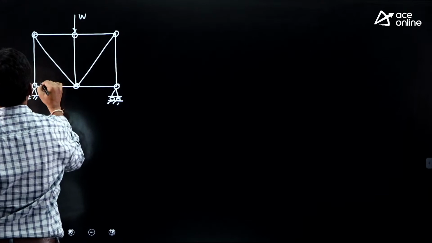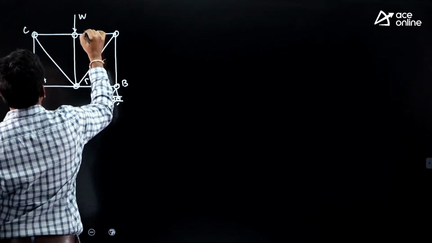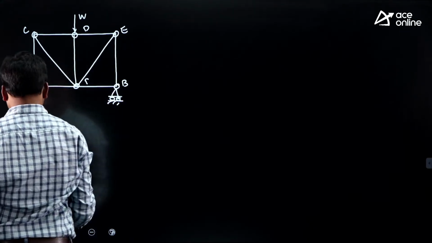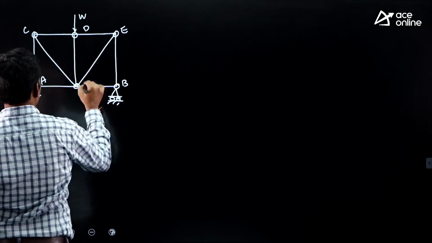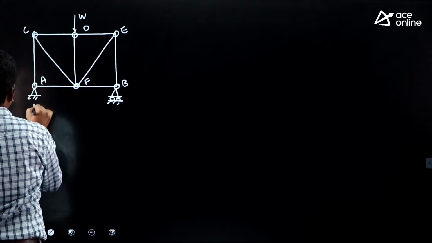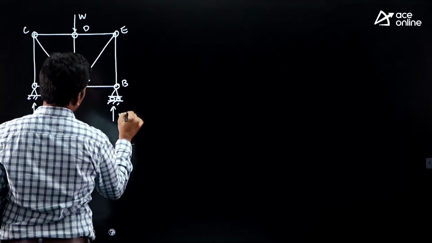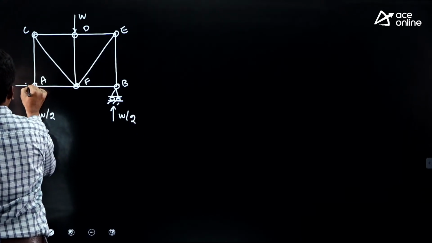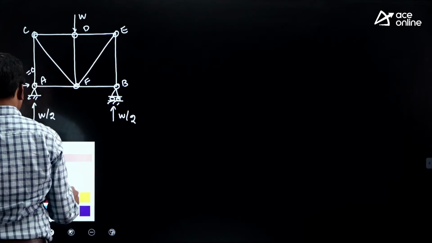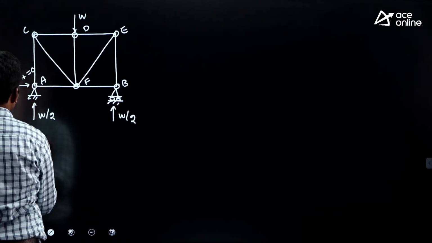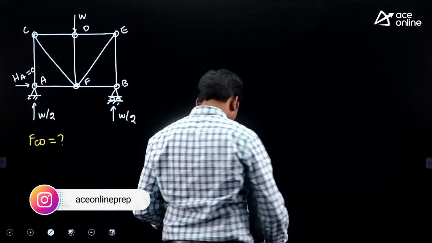Okay, so this is the question, right? Now this is A, this is B, C, D, E, and this is F. Okay, so already we calculated the vertical reactions, we got W by 2 and here W by 2, and the horizontal reaction we got here 0. Now I want to find the force in member CD.